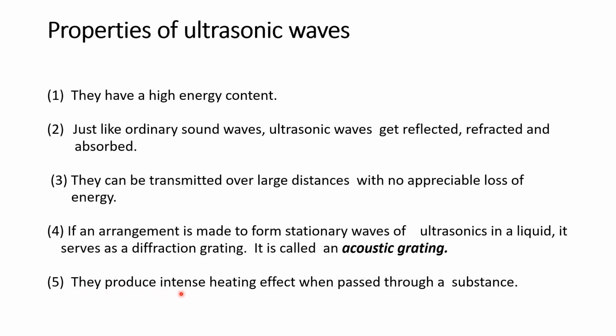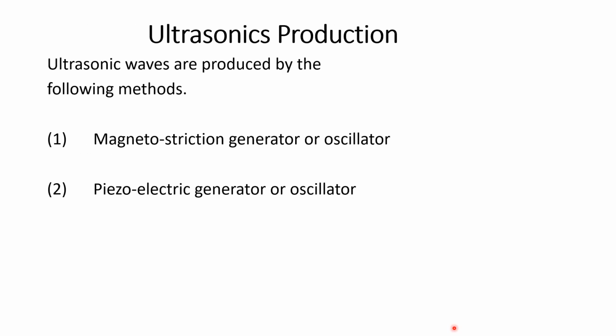Ultrasonic waves produce intense heating effect when passed through a substance. Ultrasonic waves are produced by magnetostriction oscillator or piezoelectric oscillator. Magnetostriction oscillator is based on the magnetostriction effect, whereas piezoelectric oscillator is based on the piezoelectric effect. Let us see what this magnetostriction effect is.